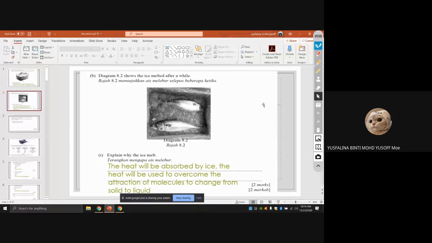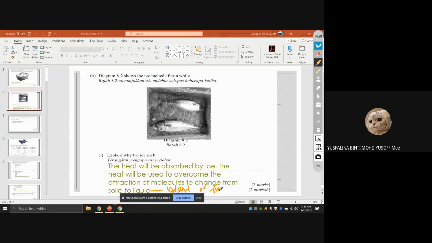Diagram 8.2 shows the ice melted after a while. Explain why the ice melts. Of course, if ice is melting, this is the latent heat of fusion. So why does the ice melt? The heat will be absorbed by the ice from the surrounding, and the heat will be used to overcome the attraction between the molecules to change from solid to liquid. So this is the latent heat of fusion.